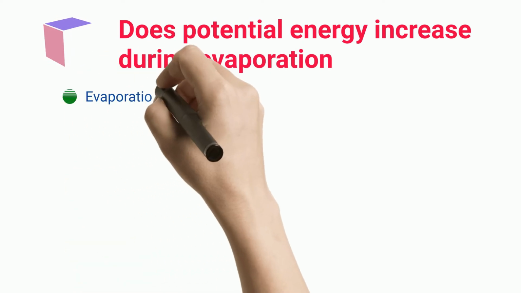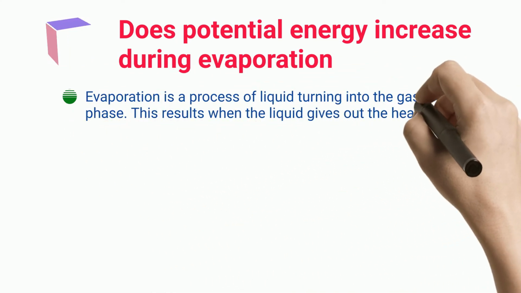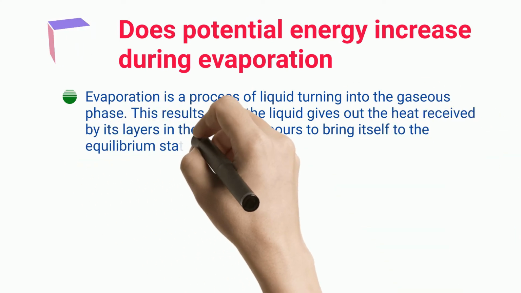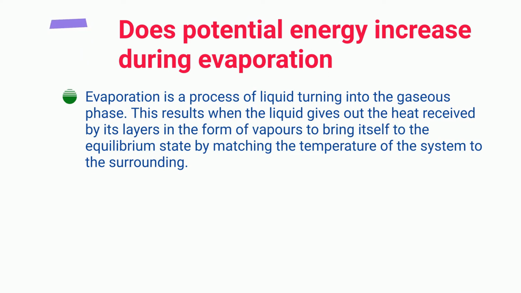Evaporation is the process of a liquid turning into the gaseous phase. This results when the liquid gives out the heat received by its layers in the form of vapors to bring itself to the equilibrium state by matching the temperature of the system to the surroundings.